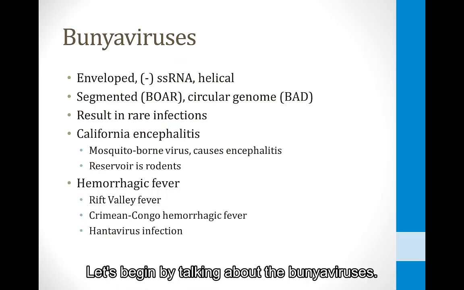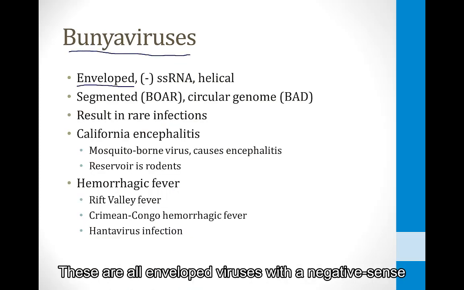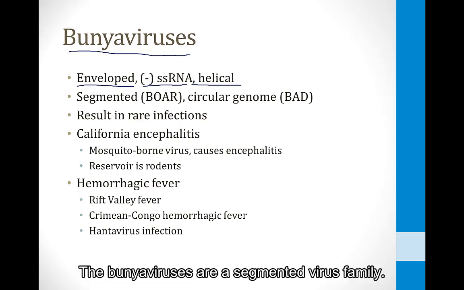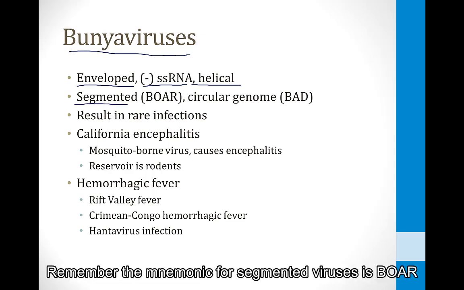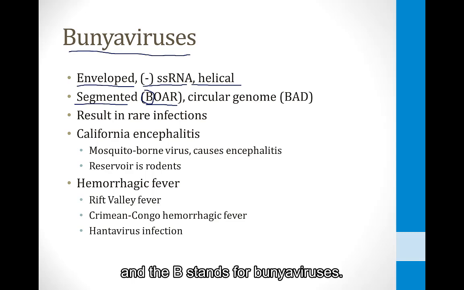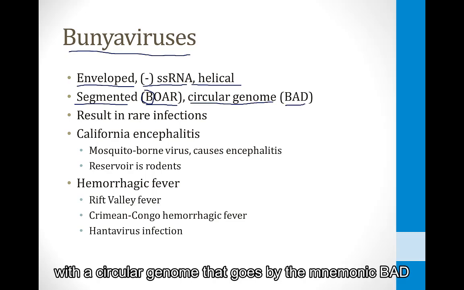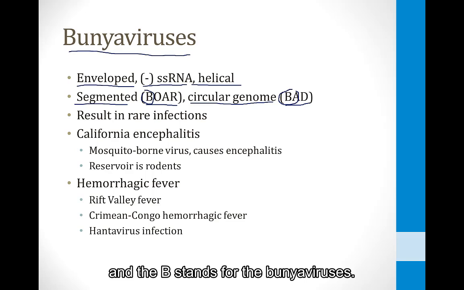Let's begin by talking about the bunyaviruses. These are enveloped viruses with a negative sense single-stranded RNA genome and a helical capsid. The bunyaviruses are a segmented virus family. Remember, the mnemonic for segmented viruses is BOR, and the B stands for bunyaviruses. They also have a circular genome. Remember, there are three families of RNA viruses with a circular genome. It goes by the mnemonic BAD, and the B stands for the bunyaviruses.